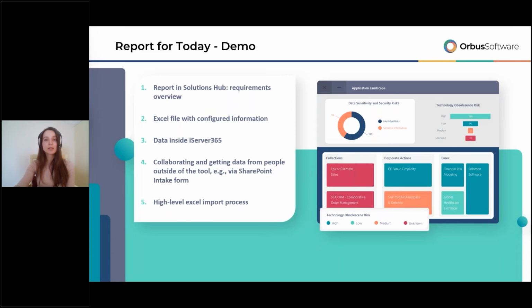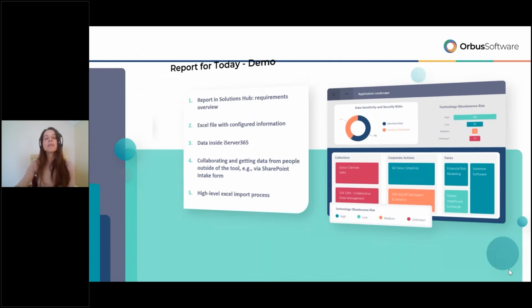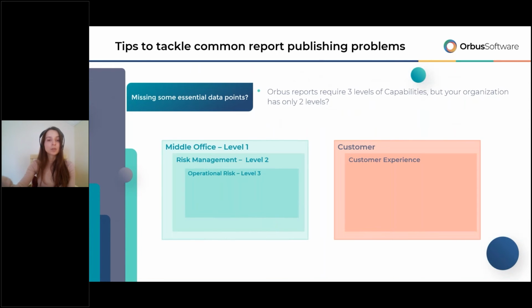Yeah, we are coming closer to the end, so before we summarize, a couple of points that we've noticed as the obstacles that customers might be having when they are trying to deploy the report from Solutions Hub. One of them, for example, is that we are missing some essential data points. So the Orbis report provides 3 levels of capabilities, what we saw on that meta model previously, but we only have 2 well-defined levels.